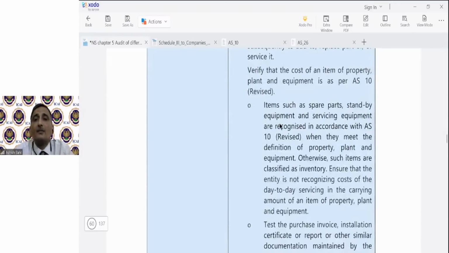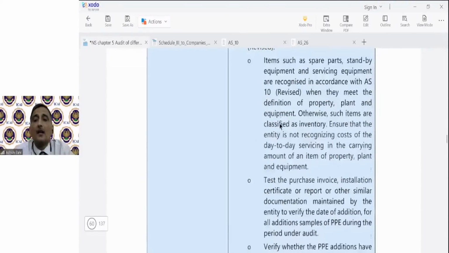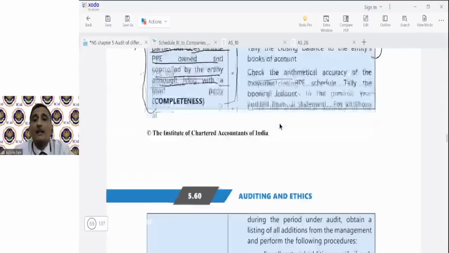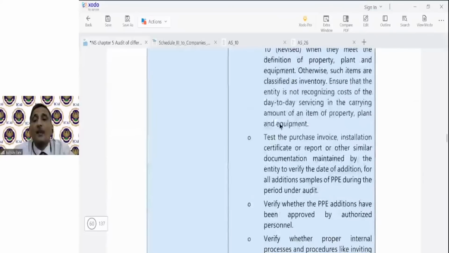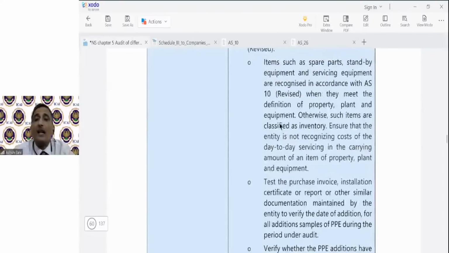तो इसी तरह स्टूडेंट्स, और भी इसमें चीजें हैं कंप्लीटनेस में. लाइक अगर कोई स्पेयर पार्ट है, अगर वो AS10 के रिकॉग्निशन क्राइटेरिया को मीट करता है, सो देन इट वुड बी treated as PPE item.